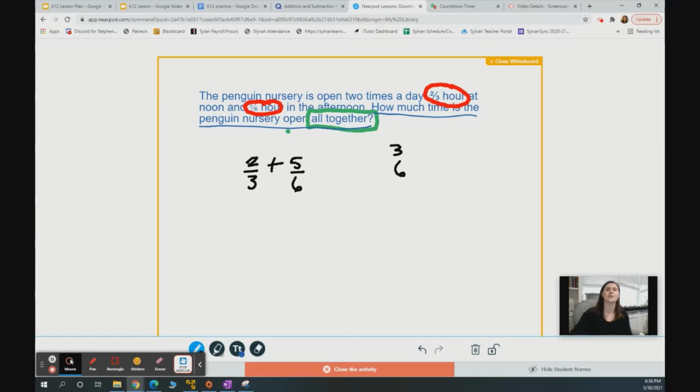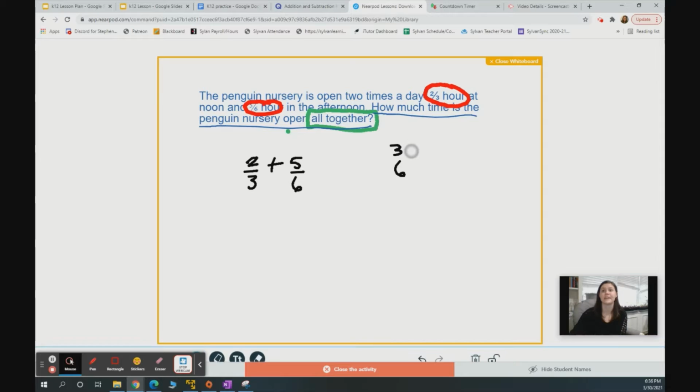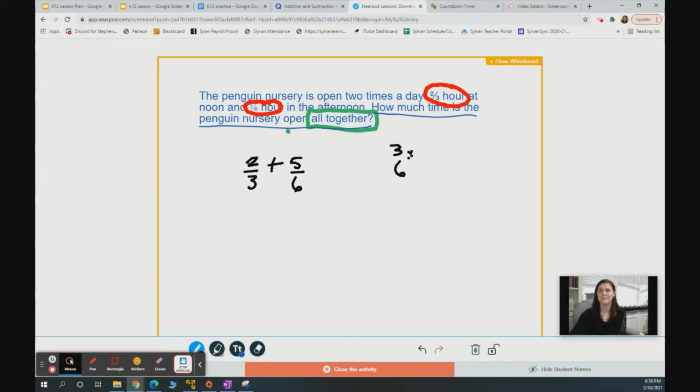All right, so I would say, counting by threes, I get 3. Sorry, I don't know what my pen is doing here. Maybe I'm bumping my mouse.